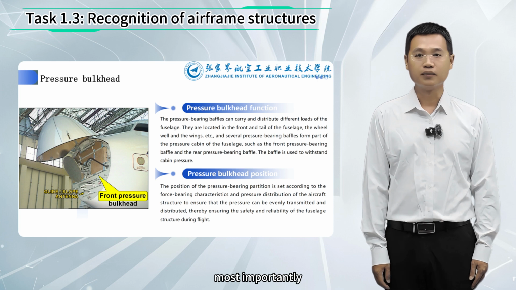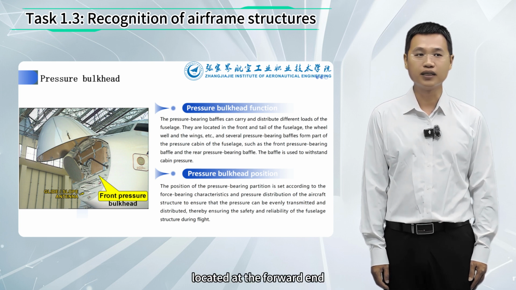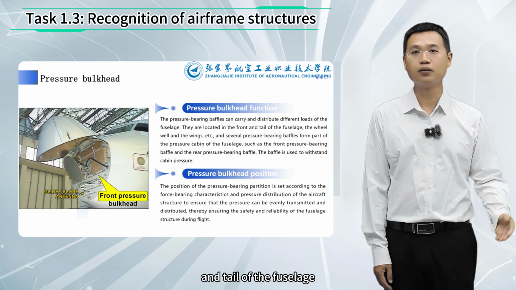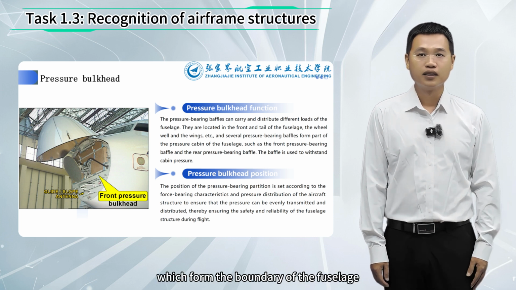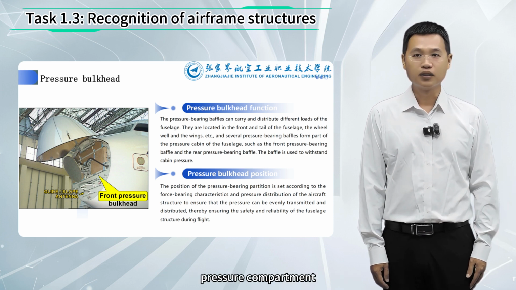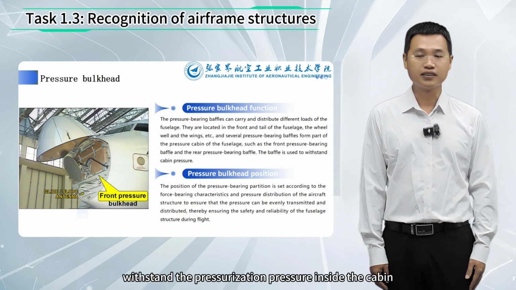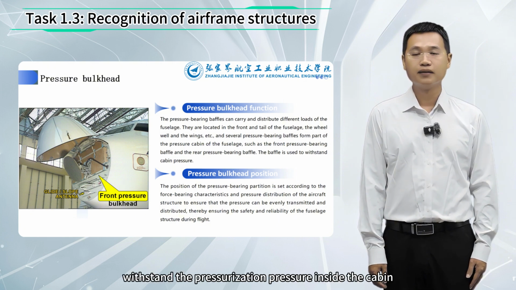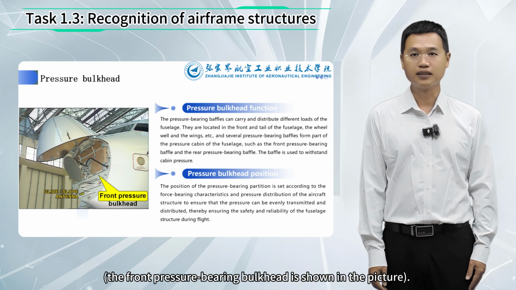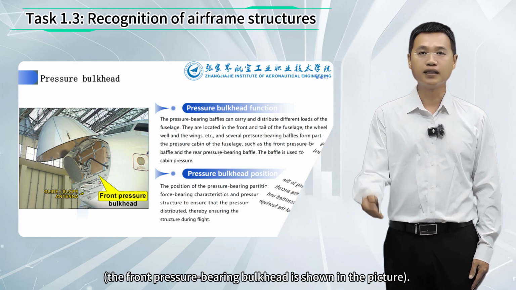Most importantly, the pressure-bearing bulkheads located at the forward end and tail of the fuselage, which form the boundary of the fuselage pressure compartment, are the core components that withstand the pressurization pressure inside the cabin. The front pressure-bearing bulkhead is shown in the picture.